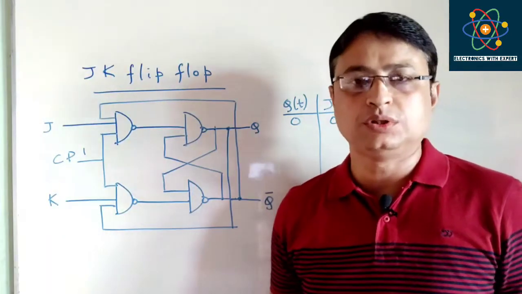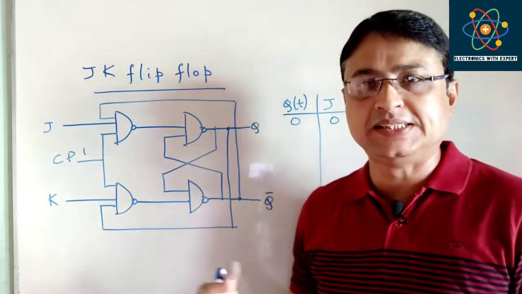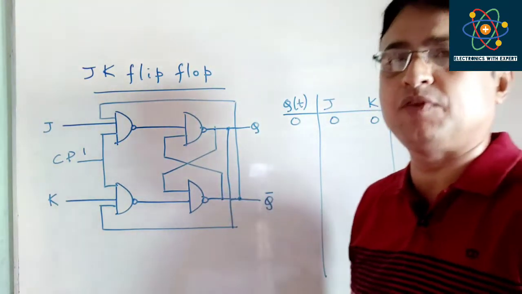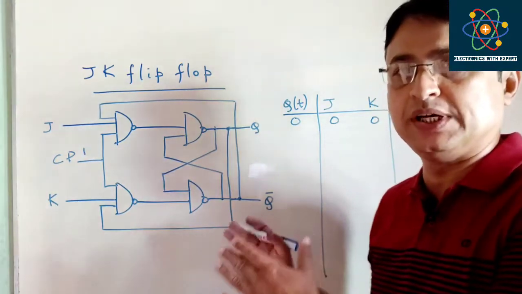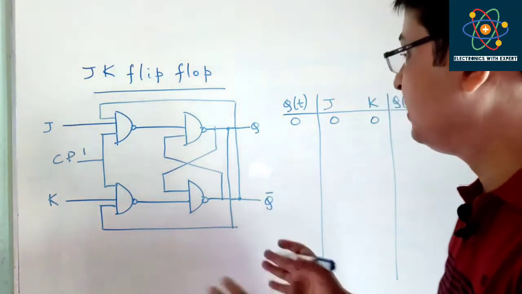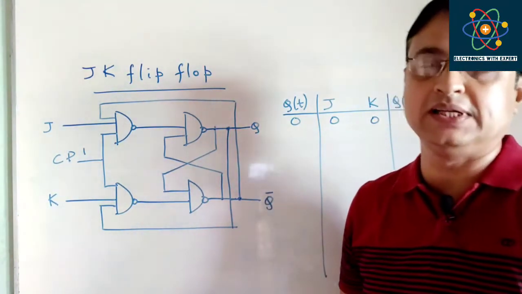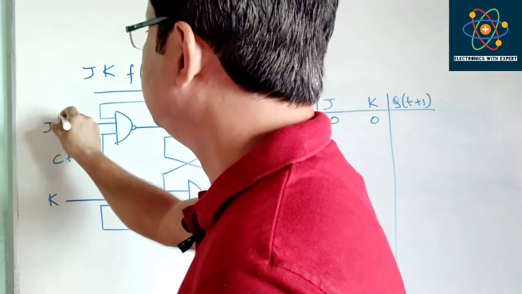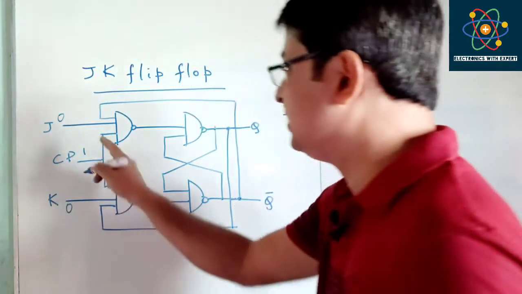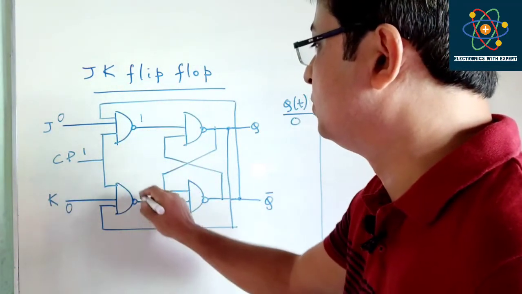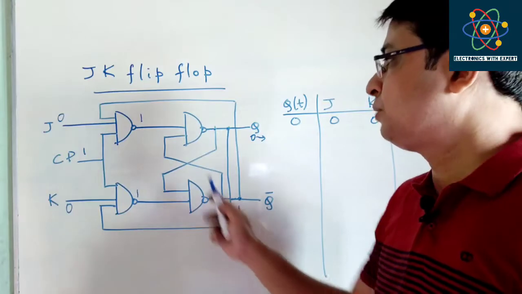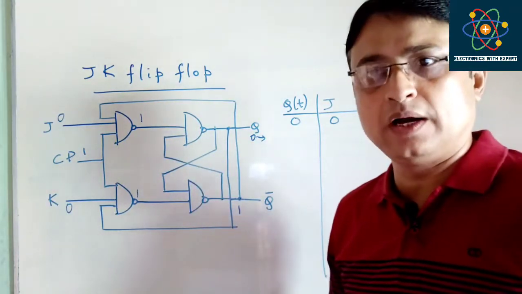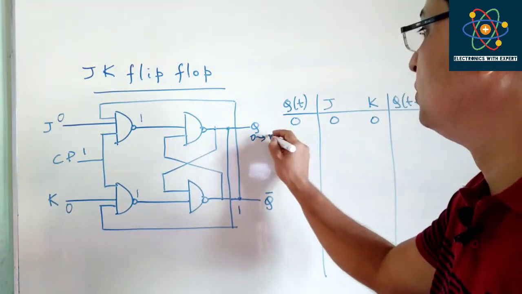So moving on to our third flip-flop, that is the JK flip-flop. This is the circuit for a JK flip-flop using NAND gates. Let's find out the characteristic table for this JK flip-flop. Again, we are considering initially J=0, K=0. This makes this NAND gate output equal to 1. For both of the inputs equal to 1, it makes the next state output 0.